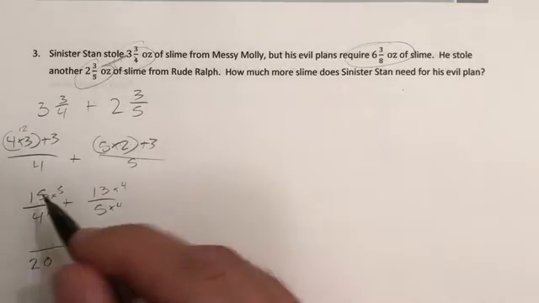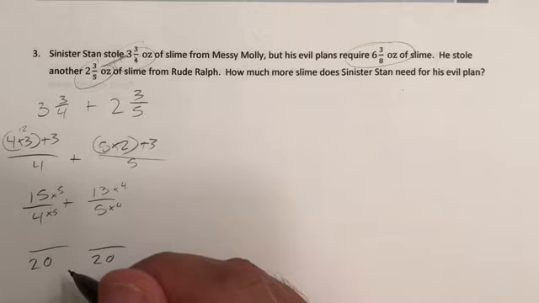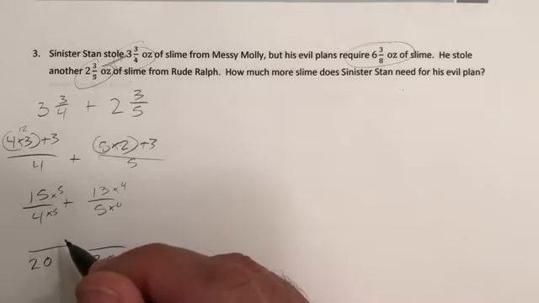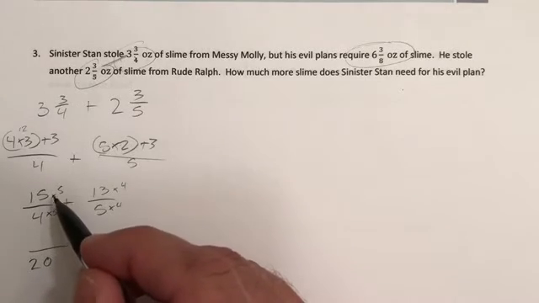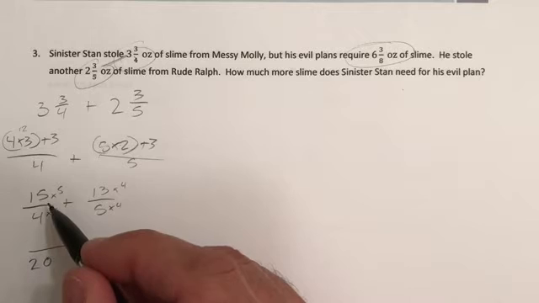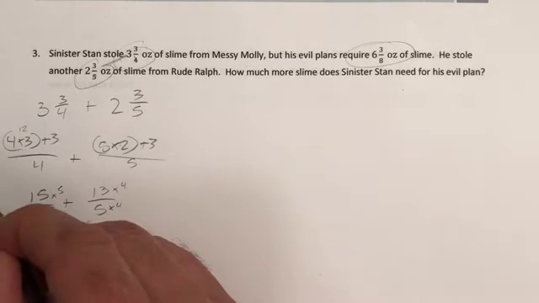But now I have to figure out 15 times 5. I know 15 times 2 is 30. Okay, let's just do it over here.